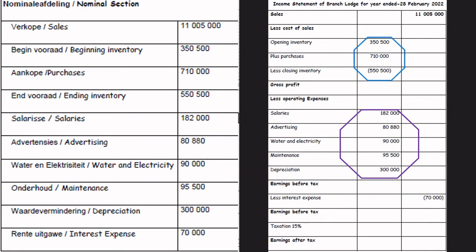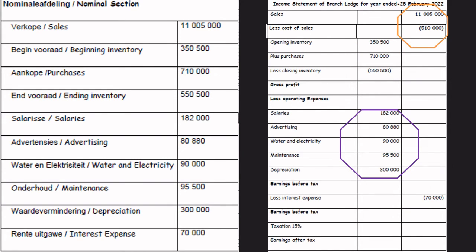The first thing we're going to look at is calculating our cost of sales. We are going to take the opening inventory and add purchases. Then we will be deducting the closing inventory. When making deductions, always put your amount in brackets so that you know to deduct. This will give us the total cost of sales.